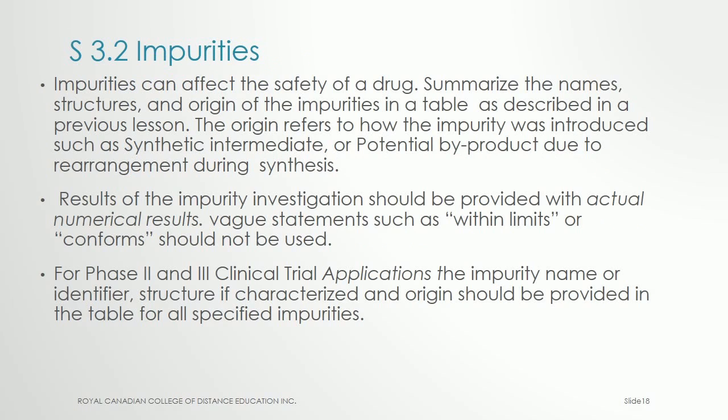Impurities. Impurities can affect the safety of a drug. Summarize the names, structures, and origin of the impurities in a table as described in a previous lesson. The origin refers to how the impurity was introduced, such as synthetic intermediate, or potential byproduct due to rearrangement during synthesis. Results of the impurity investigation should be provided with actual numerical results. Vague statements such as within limits or conforms should not be used.